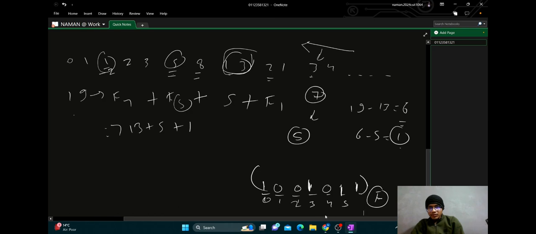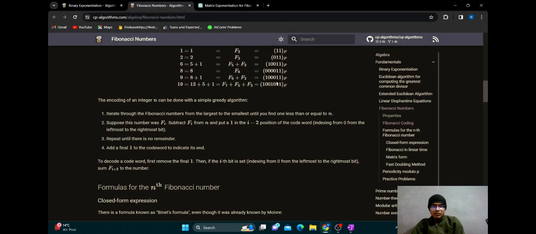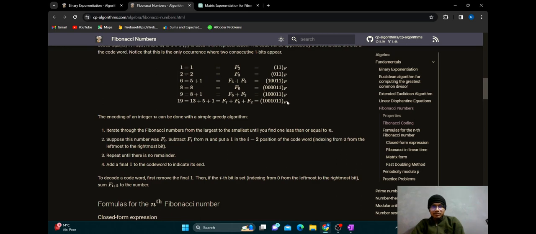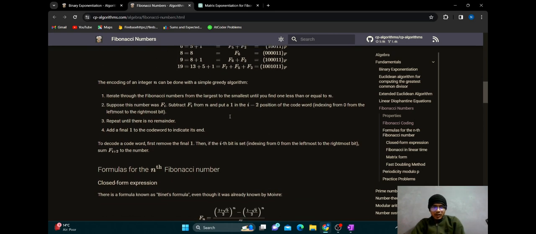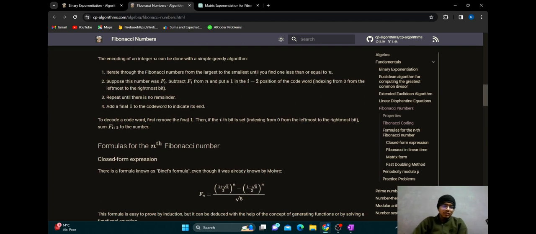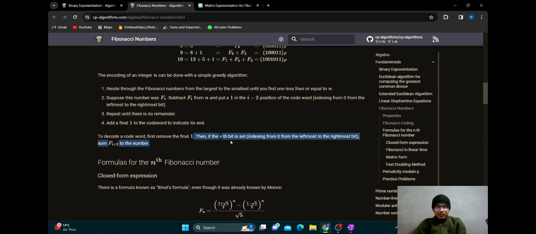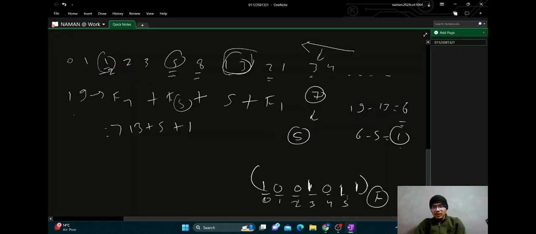As you can see, 1001011, and all these codes come like this only. Okay, and to get the number, the algorithm to decode a word is: first remove the final one, and then, as you know, that is the zeroth bit.